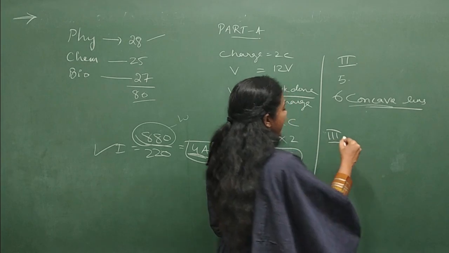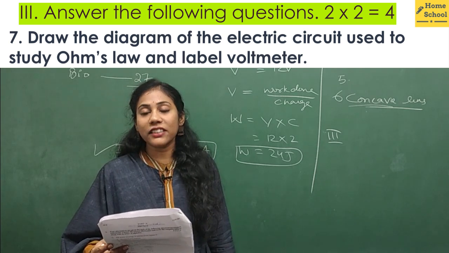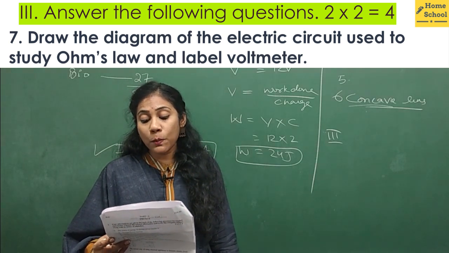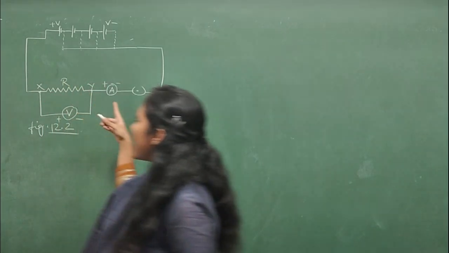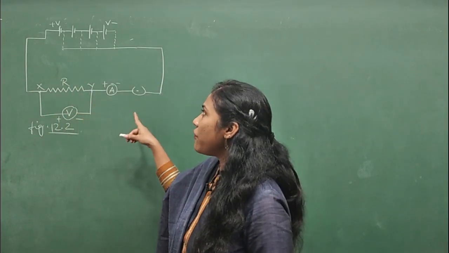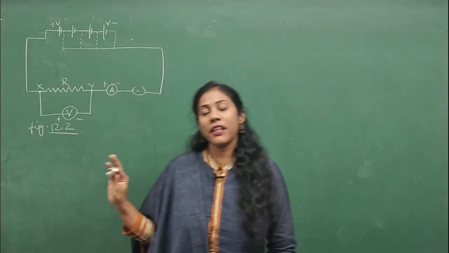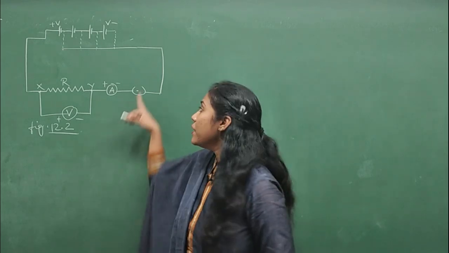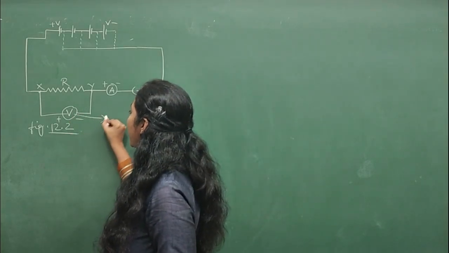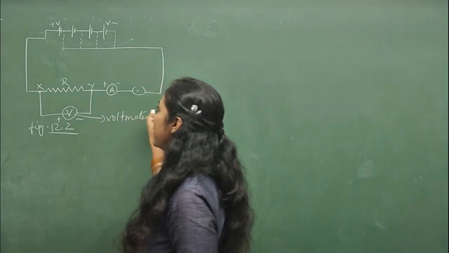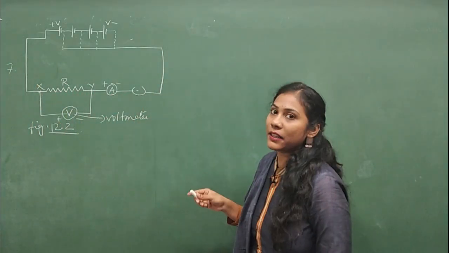Now coming to the third main. There are 2 mark questions. Draw the diagram of the electric circuit used to study Ohm's law and label the voltmeter, they asked you. So guys, this is the circuit diagram that we studied for Ohm's law. Do you remember? You will find this in your textbook, figure 12.2. Okay, and they didn't ask you any explanation. They just asked you to draw a circuit diagram. So you have to draw this circuit diagram and label the voltmeter. So which is the voltmeter here? Definitely this is your voltmeter, isn't it? So that is the answer for your 7th question. Just draw the circuit diagram and label the voltmeter.